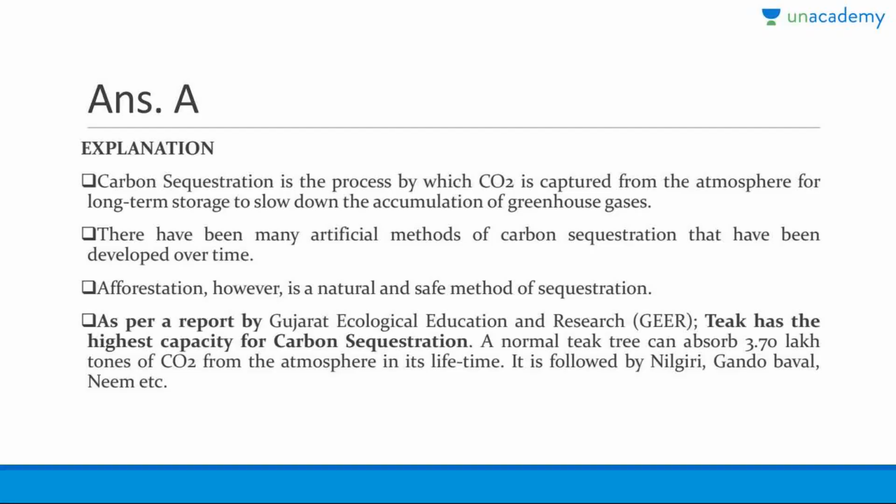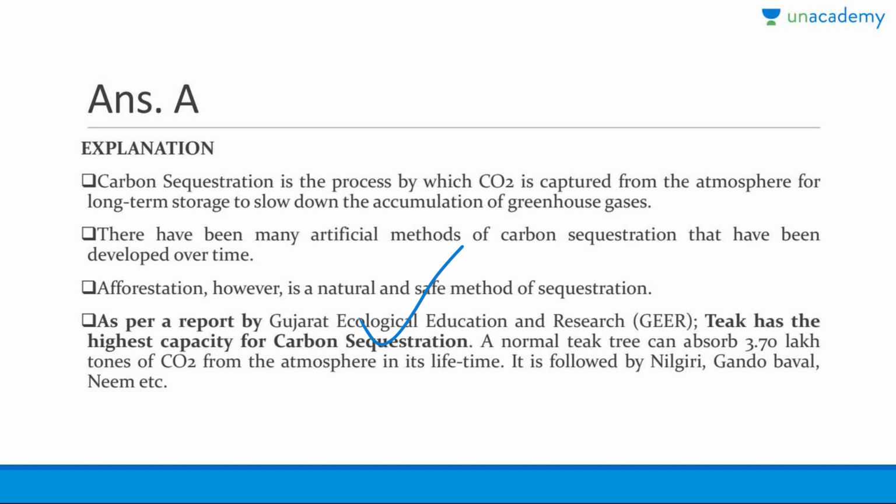So carbon sequestration is the process by which CO2 is captured from the atmosphere for long-term storage to slow down the accumulation of GHGs, and there have been many artificial methods of carbon sequestration. Afforestation is a natural and safe method of sequestration. So if you plant a forest, that is one of the benefits. As per a report by GEER, that is Gujarat Ecological Education and Research, teak has the highest capacity for carbon sequestration, and a normal teak tree can absorb 3.7 lakh tons of CO2 in its lifetime. It is followed by Nilgiri, Gando Bawal and Neem.